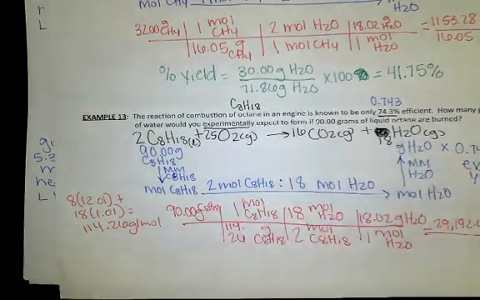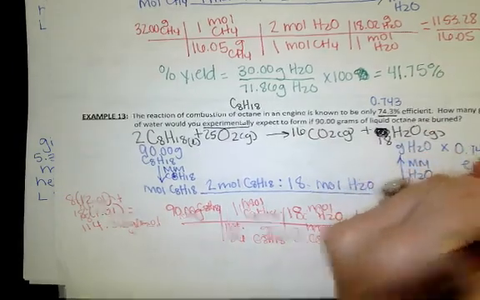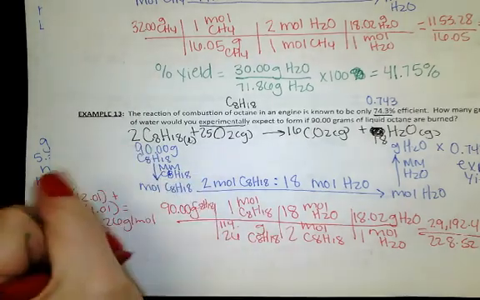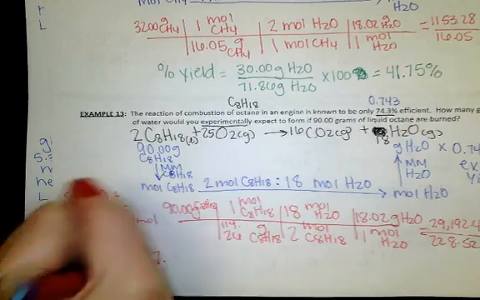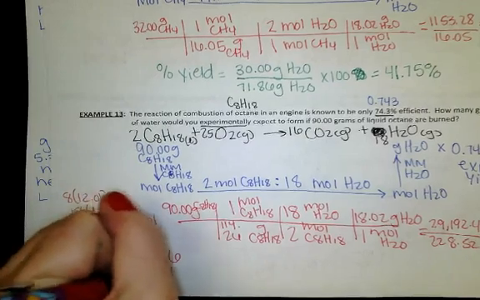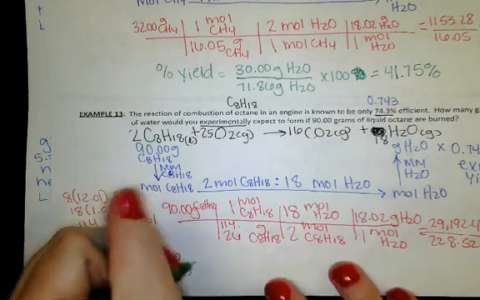So I'm going to divide those. 29192.4 divided by 228.52. That's going to give me 127.6 grams of water. Theoretically, that's how much I can produce. But we know that's not how much I do produce because it's only 74.3% efficient. So I'm going to take that theoretical yield, multiply it by 0.743, and that will give me my experimental yield.